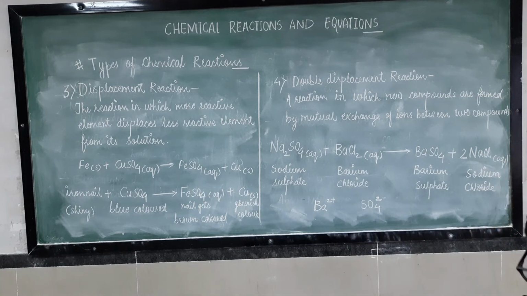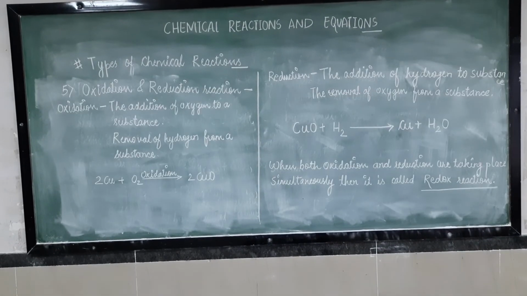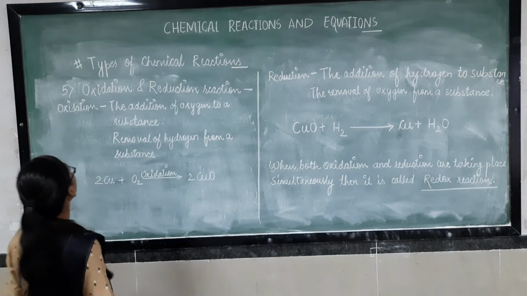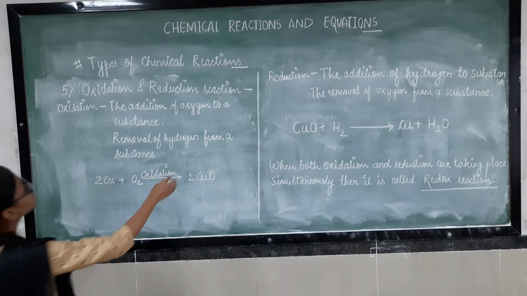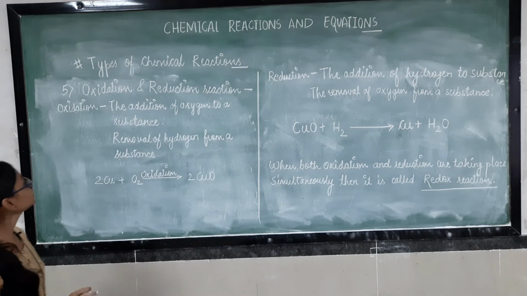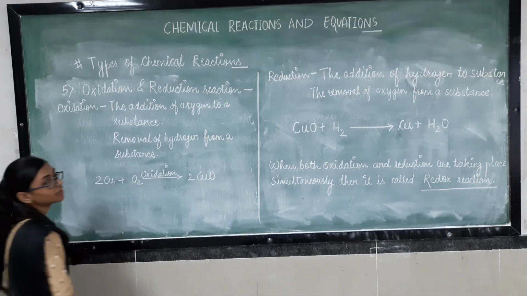Now we will learn about oxidation and reduction reactions. Another type of reaction is oxidation and reduction reaction. So what happens here? Oxidation. What is oxidation? Oxidation is the addition of oxygen to a substance or the removal of hydrogen from a substance. This is known as oxidation reaction. Means if we add oxygen or we remove hydrogen from any substance, then it is known as what? Oxidation reaction. Here we will see an example.